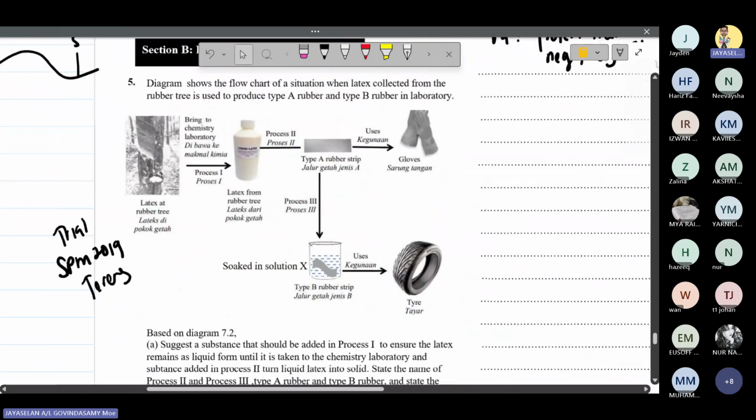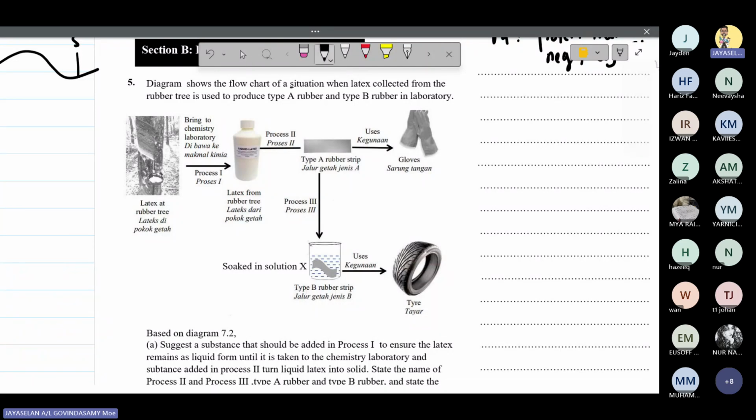Okay, now look at this one. This is the Terengganu trial paper 2019. Later I will show you how to access all the trial paper questions. Try to do the objective question. Here we read the diagram like this. In the diagram we have two types of rubber, A and B. What type of rubber is this?